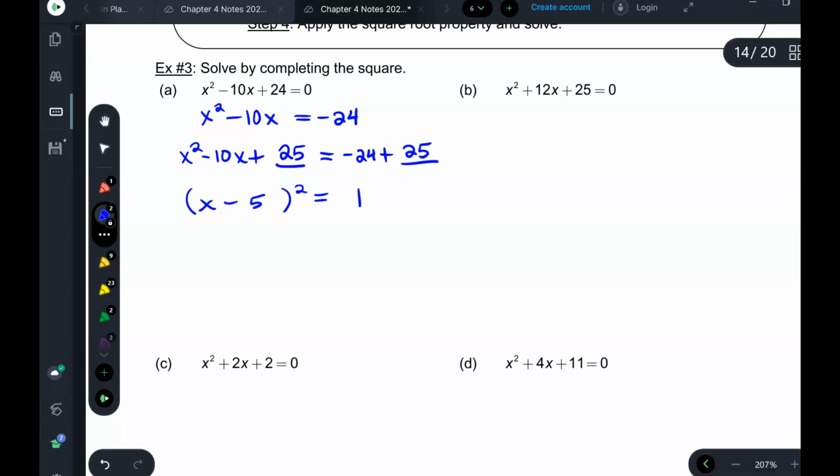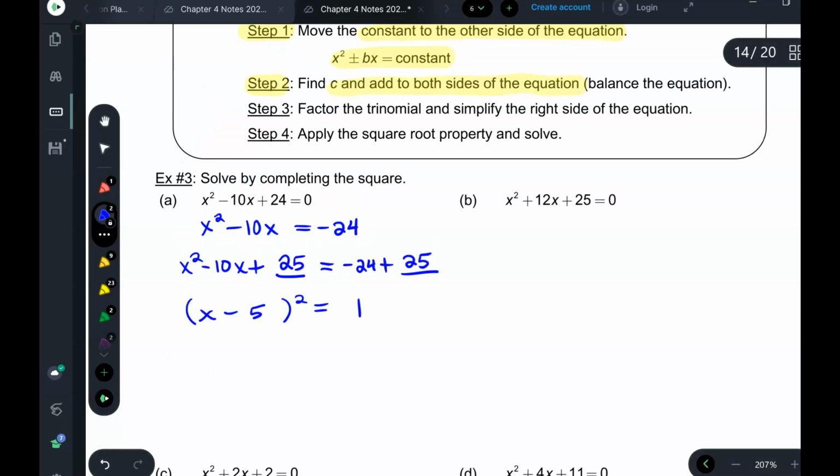Now, take a look. It looks just like the problems on the previous page. We did step 3. Step 4, we're going to do the square root property and solve. What's the square root of 1?